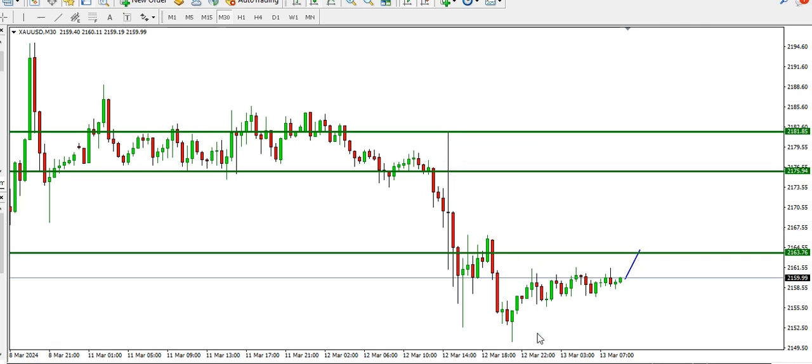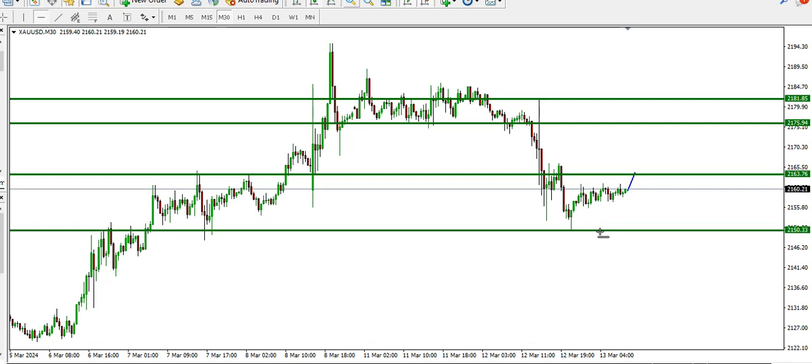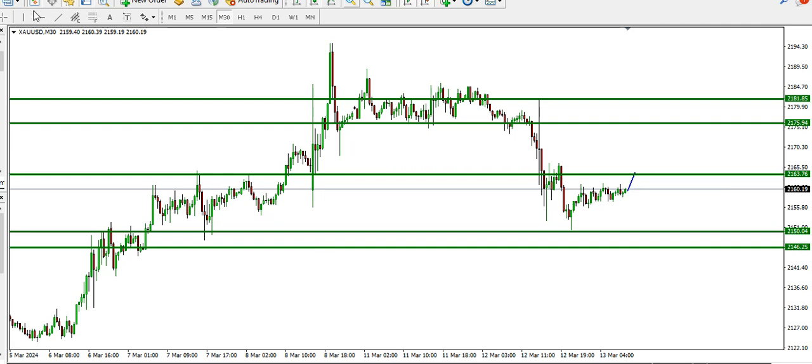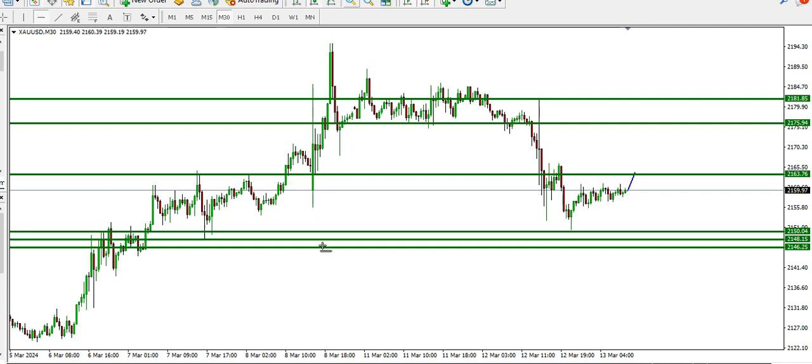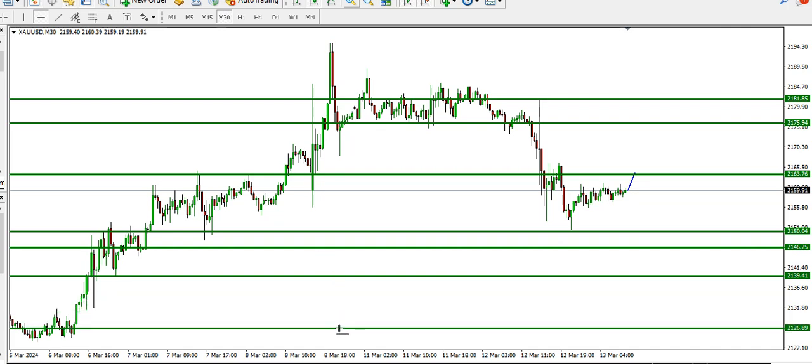All right. But where are the buyers waiting on the 30 minutes time frame? The buyers will be waiting around here. This place has been tested twice, the 2150 area. Some buyers will also be waiting at 2146. Some buyers will be waiting around here, 2139, while some will be waiting at 2126.